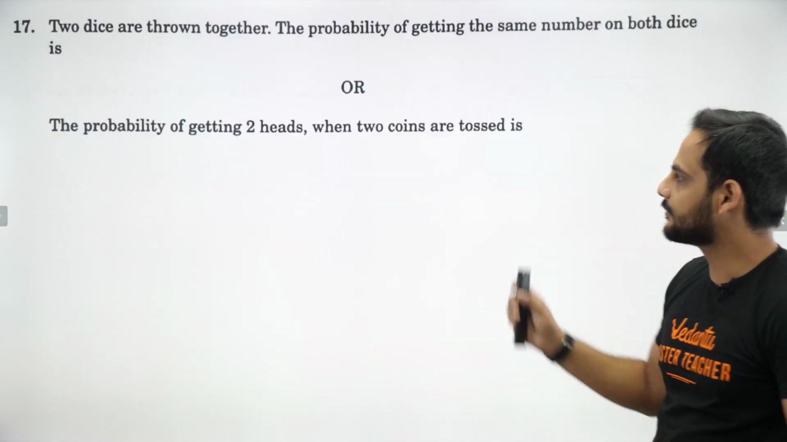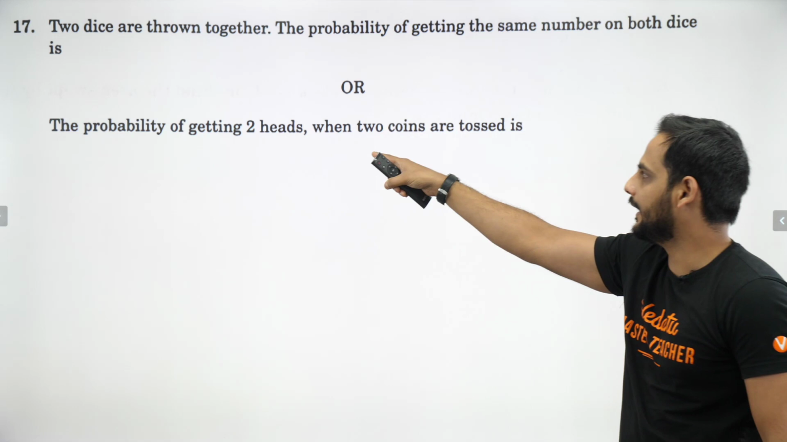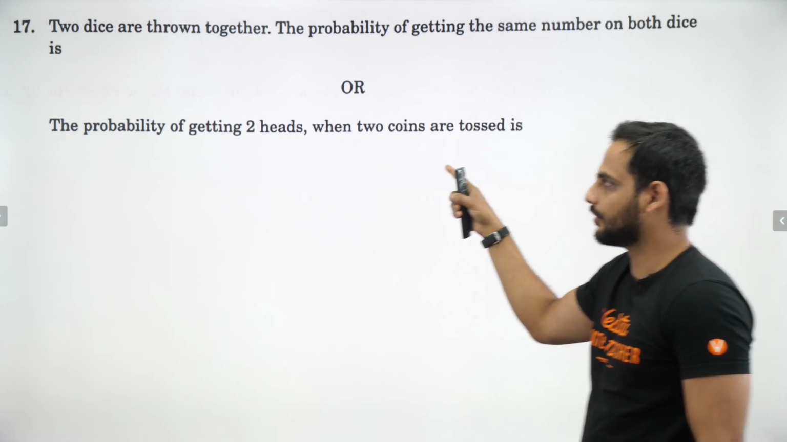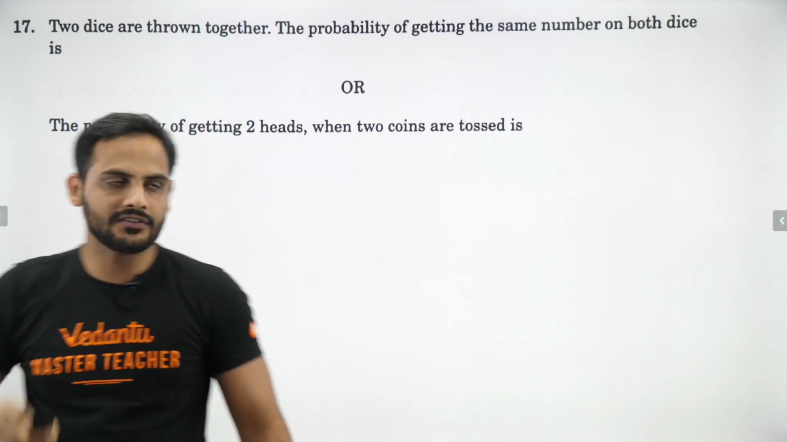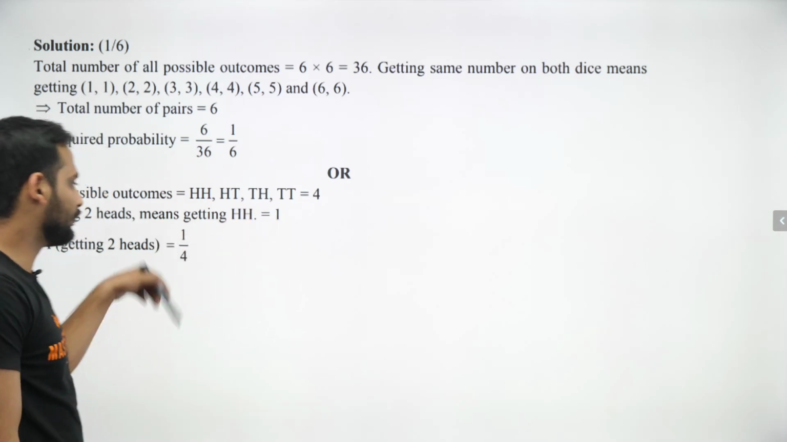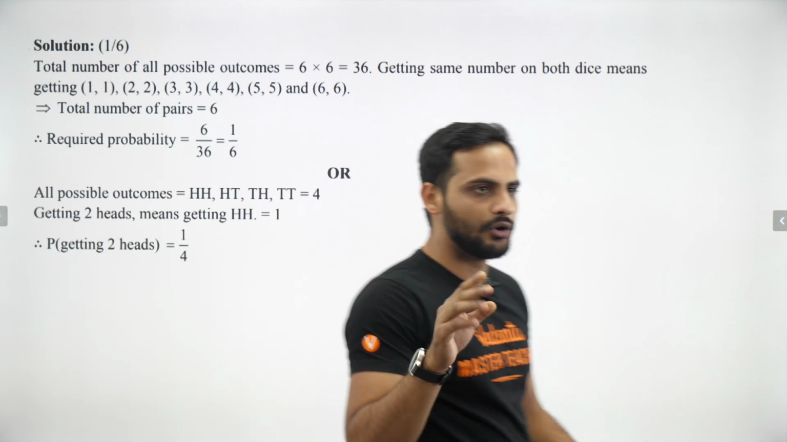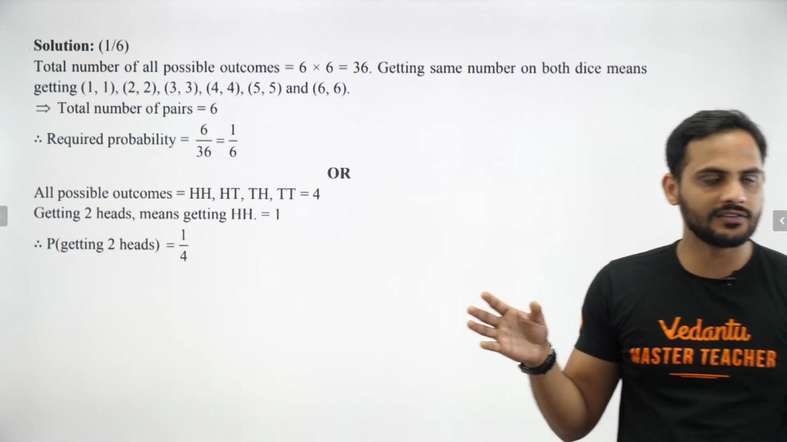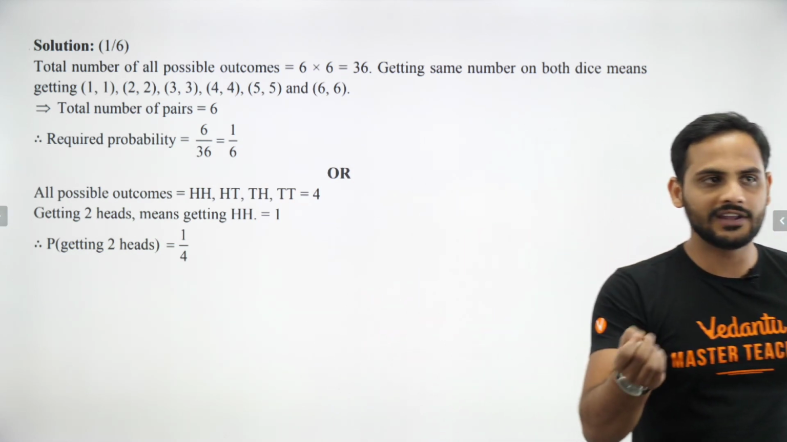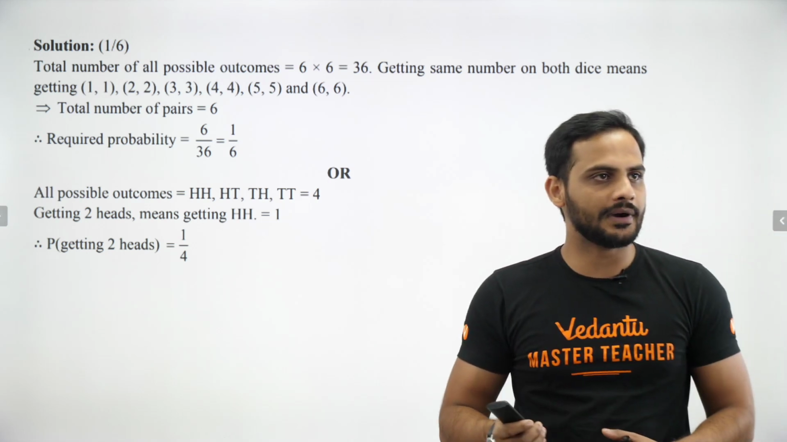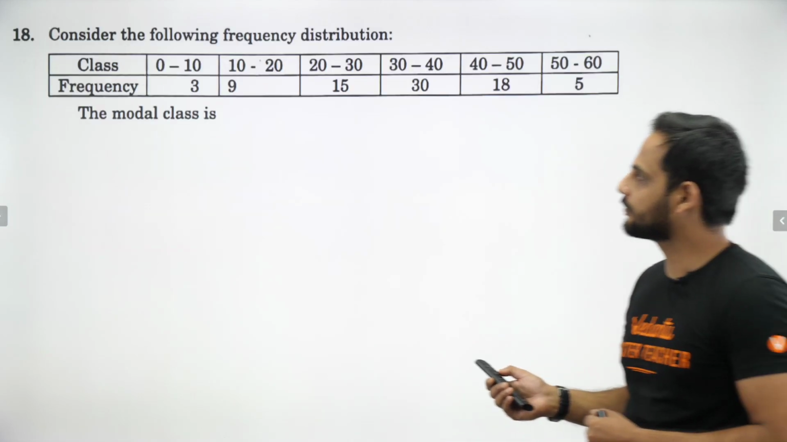Very good. Next part. The probability of getting two heads when two coins are tossed. So two heads you will get only one case out of total 4 cases. So 1/4 is your probability. ठीक है? तो बेटा always remember in two coins what are the total number of cases you should know. Okay. In two dice what are the total number of cases you should know that part. Got it? Let's move to the next question.